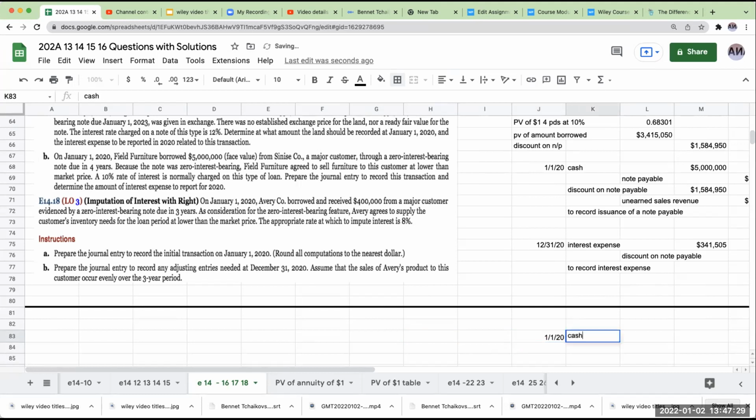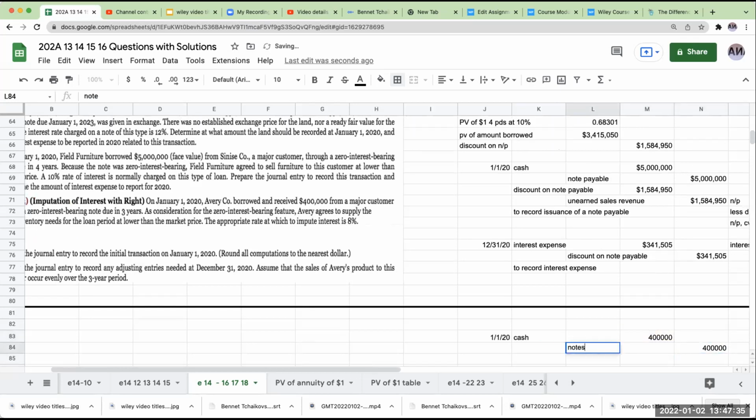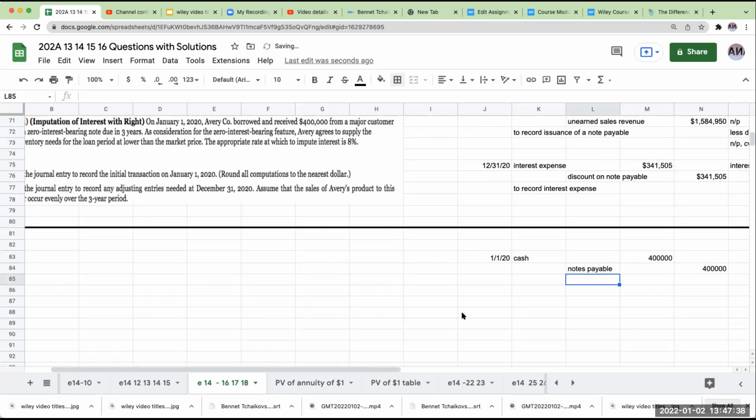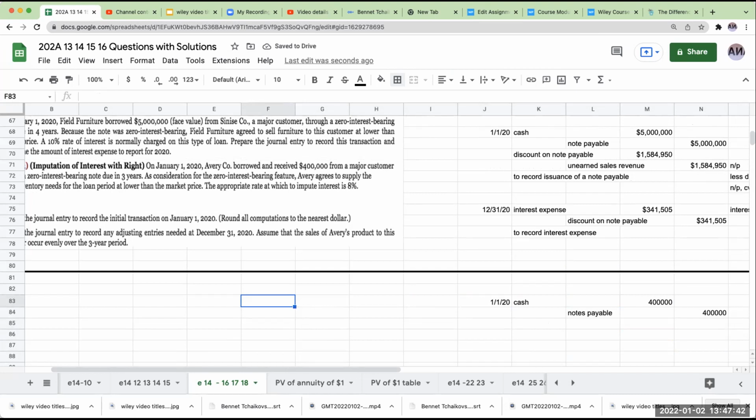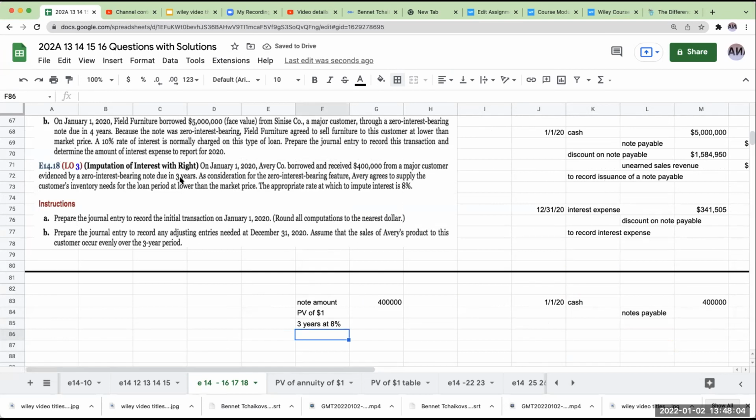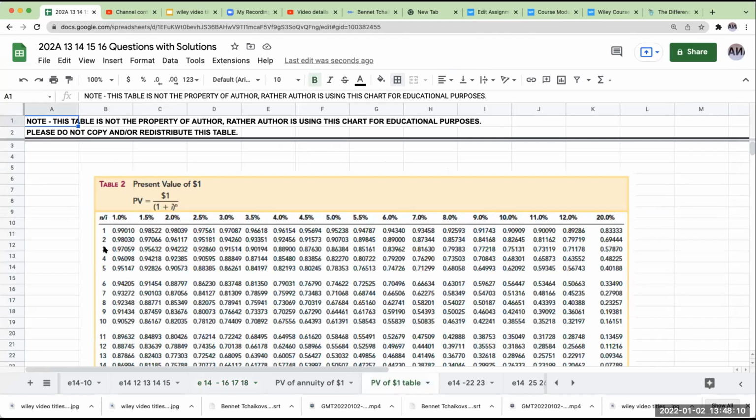So on 1/1/20, we know we're getting cash of 400,000, and I'm going to be crediting notes payable. However, we do know that's not really real. So the note amount that I'm going to be repaying in 3 years is 400,000. So what I'm going to do is discount this by using present value of $1. This is going to be 3 years at 8%. So right over here, present value of $1, 3 periods at 8% is 0.79383.